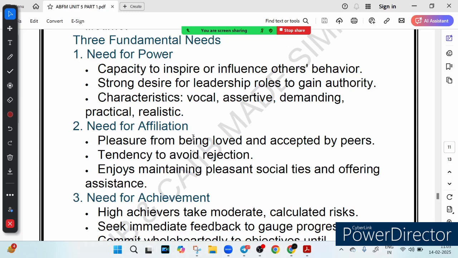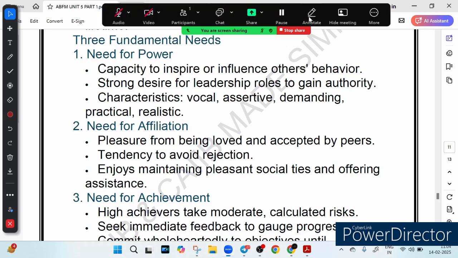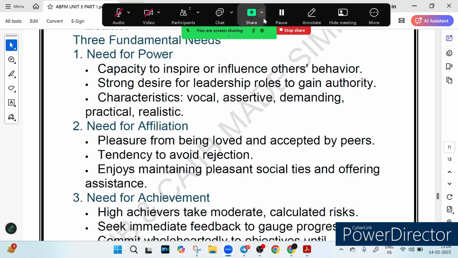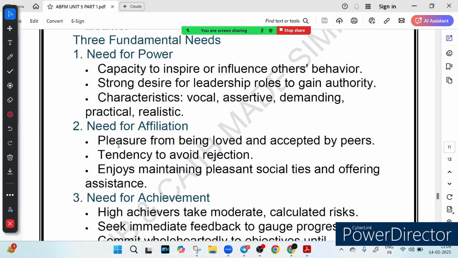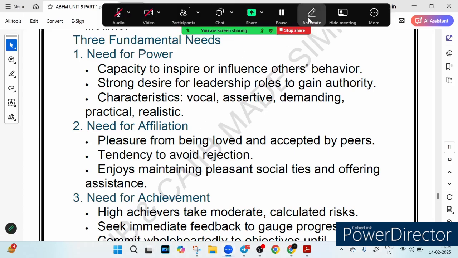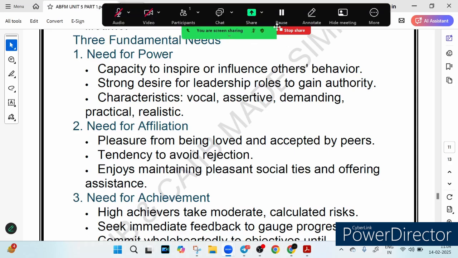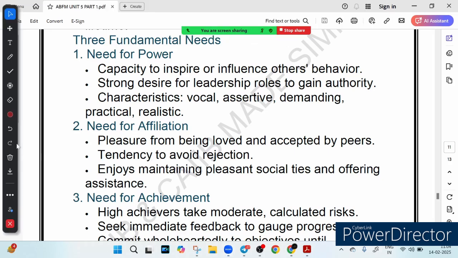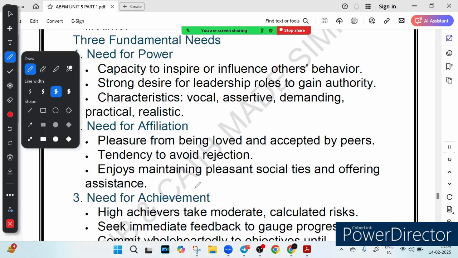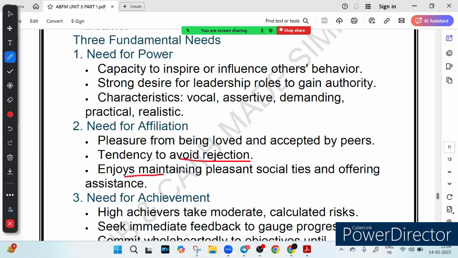Suppose your friends, your peers, love you and accept you, and there is a pleasure you get from all these things. This pleasure is also a kind of motivation, which we call need for affiliation. Under need for affiliation, one more thing comes, which is tendency to avoid rejection. And lastly, enjoying maintaining pleasant social ties and offering assistance. These are the need for affiliation.